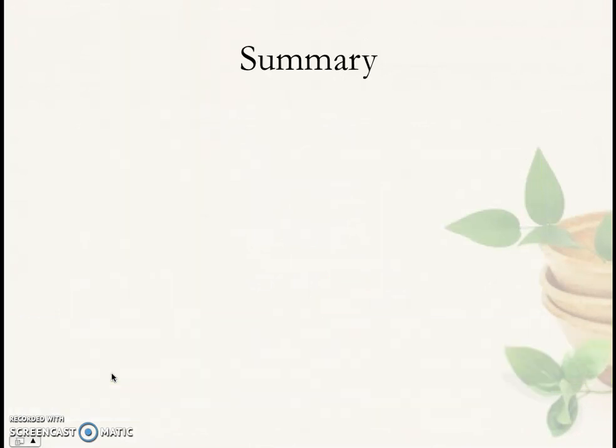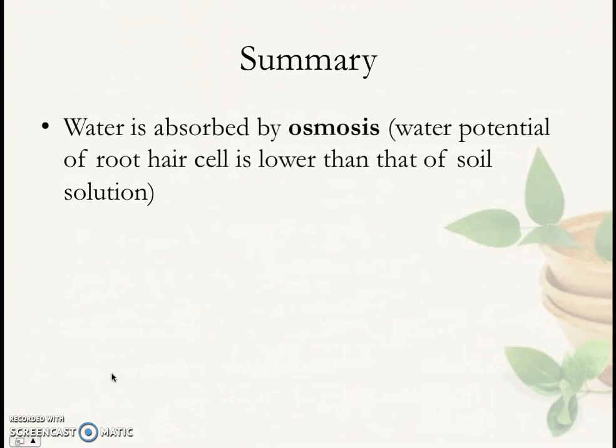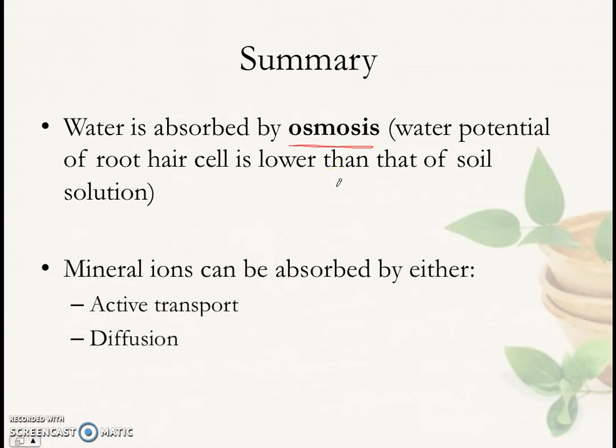So let's summarize. We've seen that water is absorbed into root hair cells by osmosis. And that's because after we take into account all the different types of mineral ions, the water potential of the root hair cell is usually lower than that of the soil solution. So water moves in by osmosis. Now, when it comes to mineral ions, they can either be absorbed by active transport or diffusion. And this depends on the type of ion that we're looking at. Some ions, for example, maybe sodium ions, will have a very high concentration in the soil solution. So they can just be absorbed easily by diffusion.